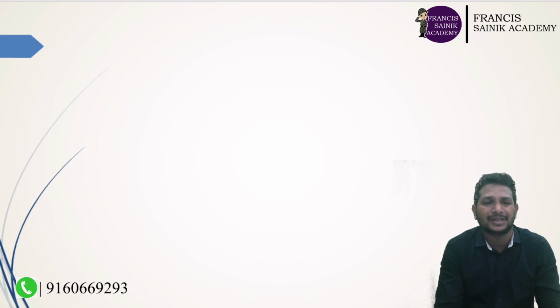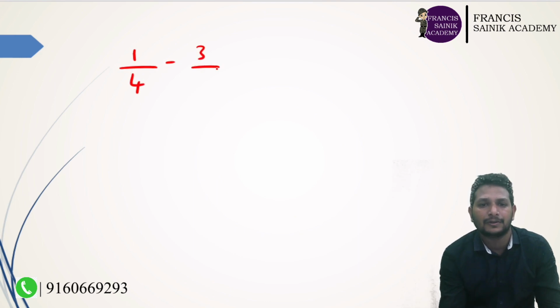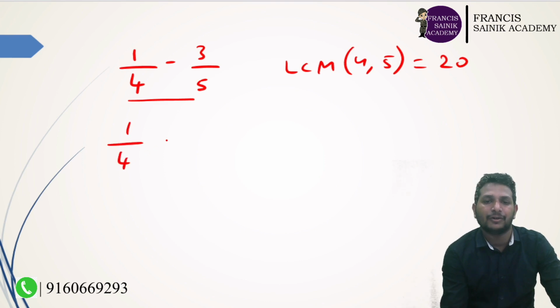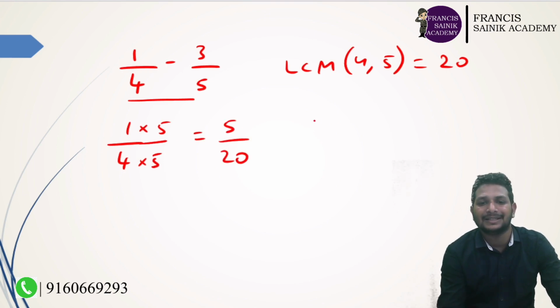Let's see how we do the subtraction part also. Let's see an example: 1 by 4 minus 3 by 5. Here the LCM of 4 and 5 is how much? The LCM of 4 and 5 becomes 20. So 1 by 4 is multiplied 5 times, because in the 4 table I'll get 5. So we got 1 into 5, 5 by 20. And the other fraction, 3 by 5, is multiplied 4 times.